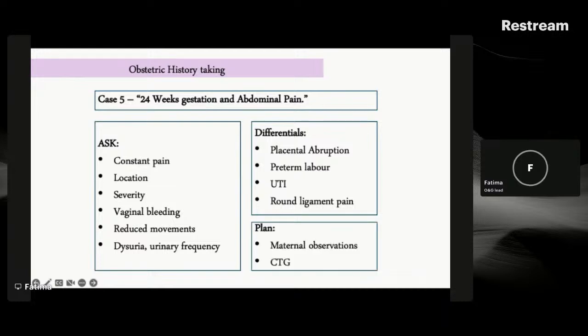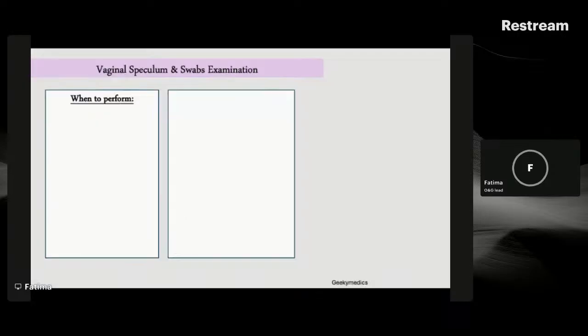And then plan would be assess the maternal observations and the fetal well-being, and arrange appropriate investigations to determine the cause of pain. Now, vaginal speculum and swab examination. How's it done? What is done?